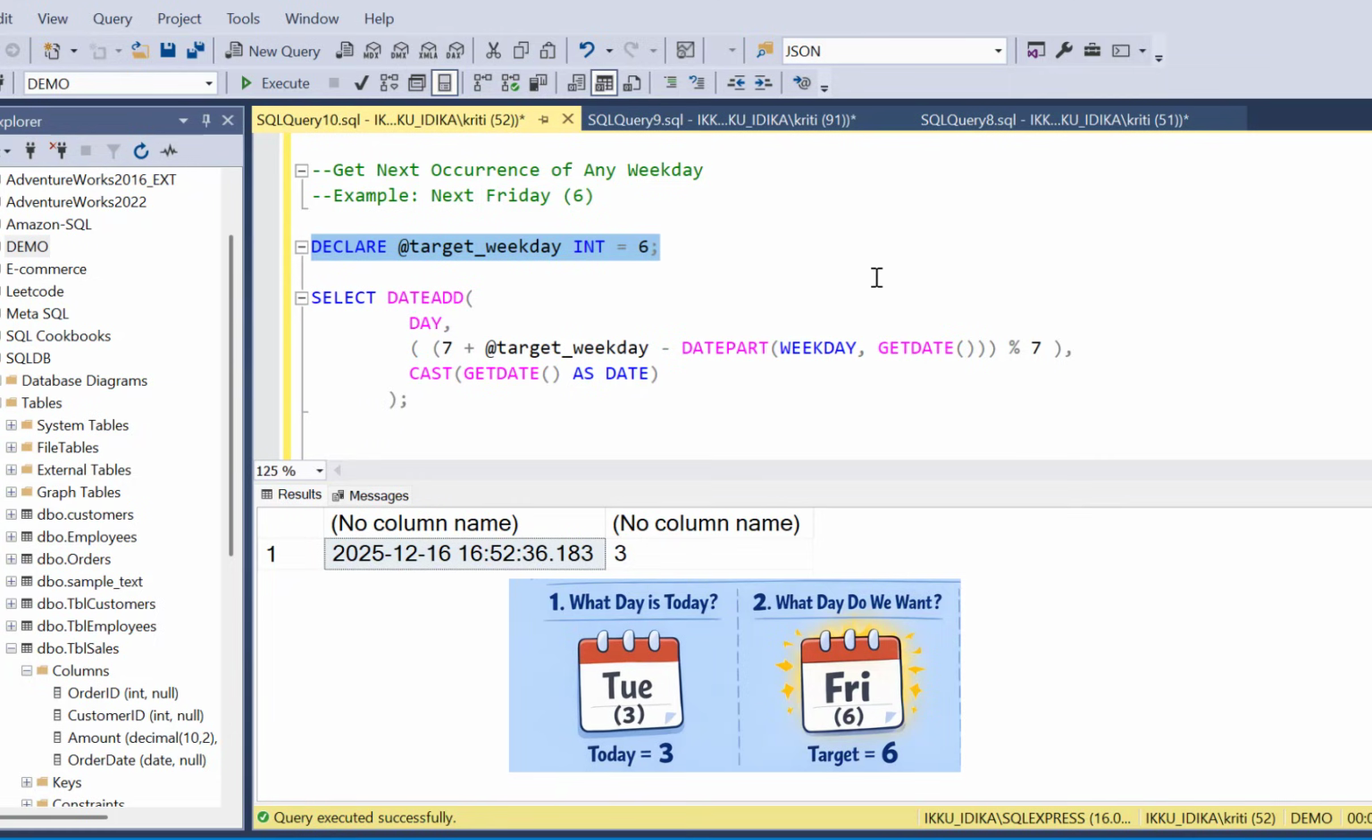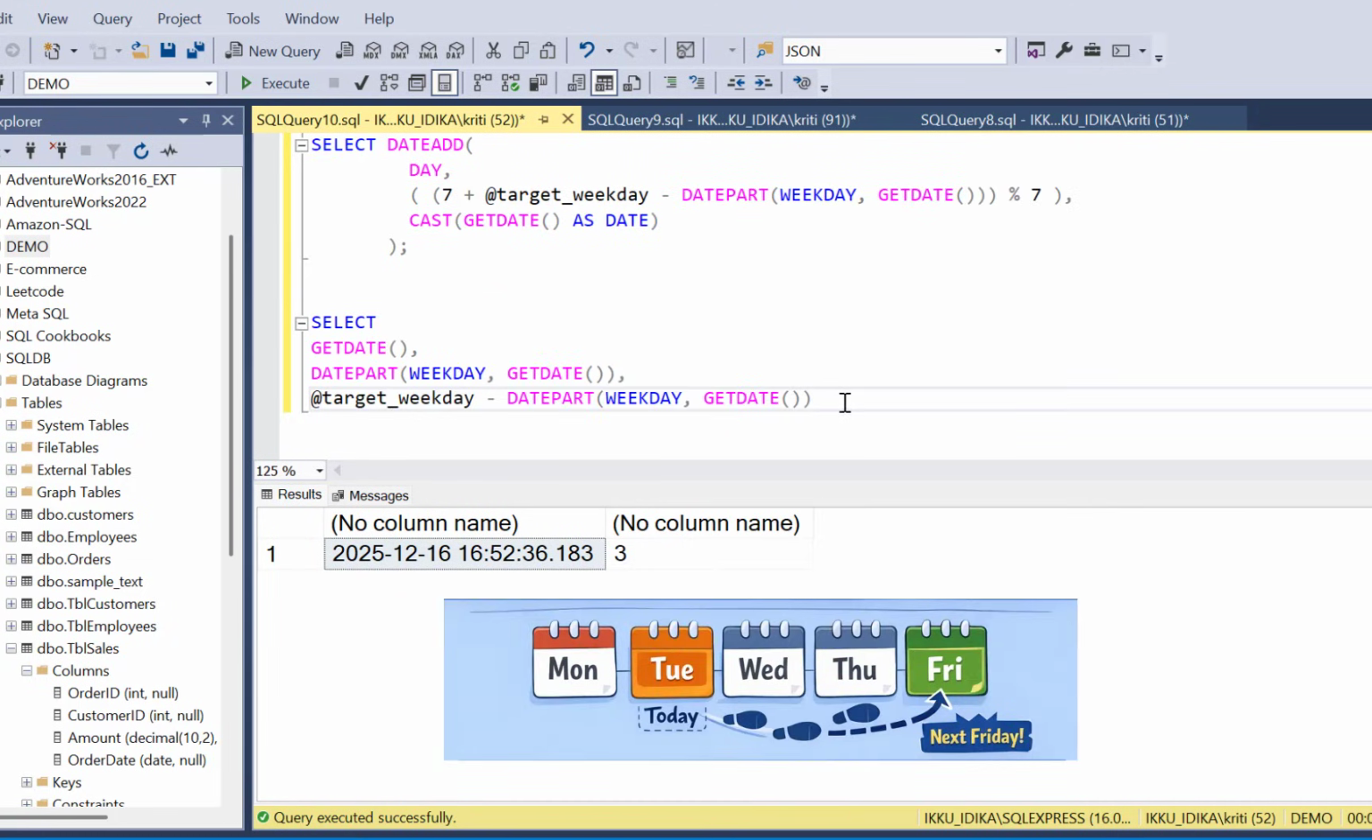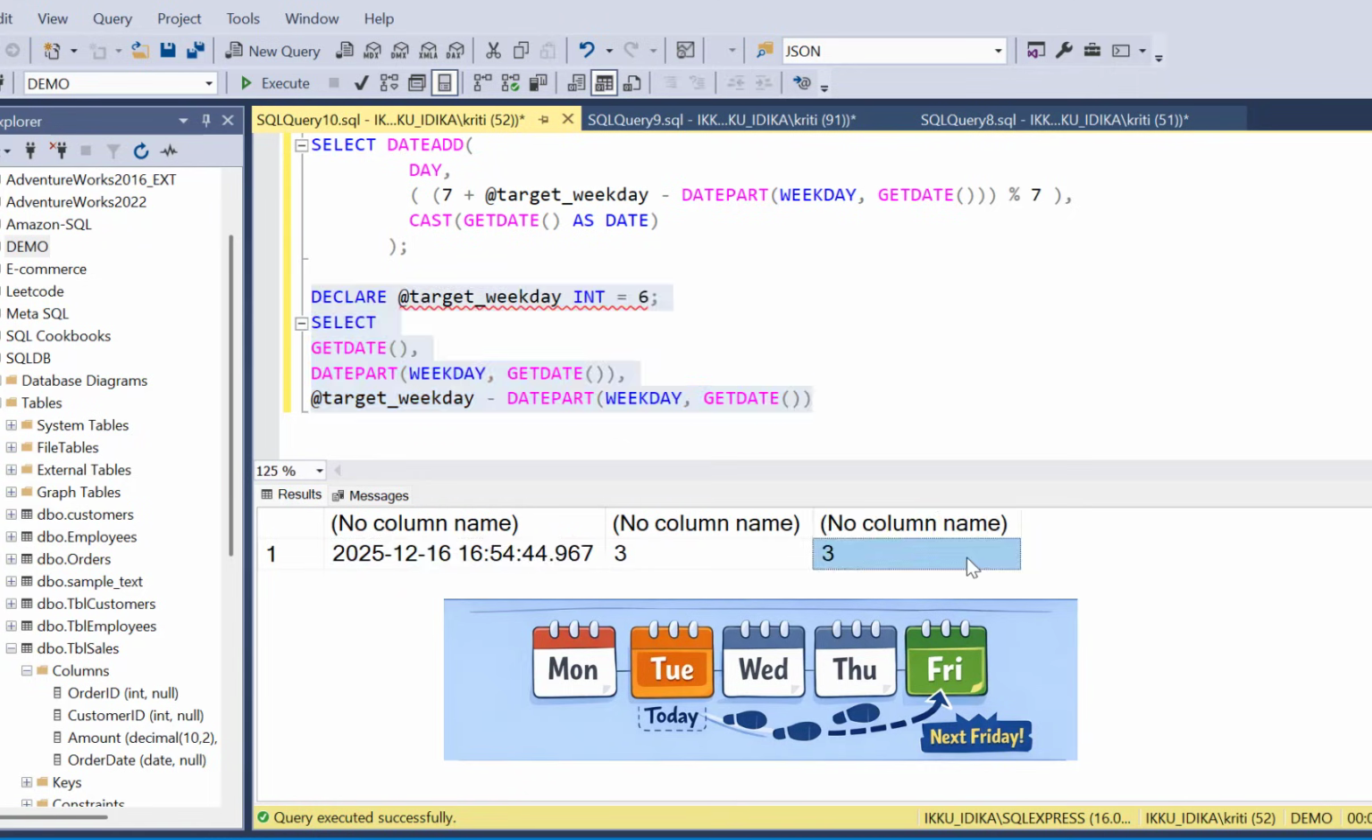Next, we define the target weekday. So we want the next Friday, and Friday is the number 6, which becomes our target weekday in the formula. Next, we need to calculate how far is Friday from today. This step here helps us to do that. Friday being 6 and today being number 3, this output now tells us that we need to move forward by 3 days to get to the next Friday.